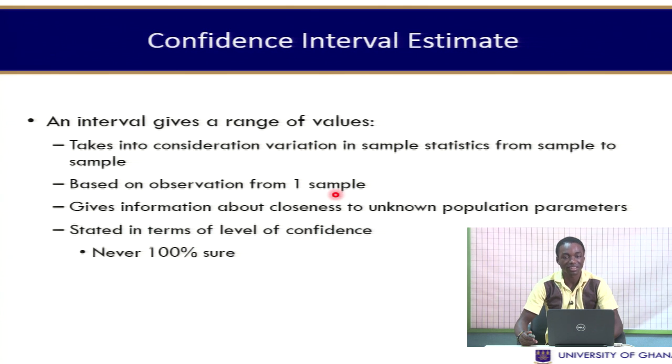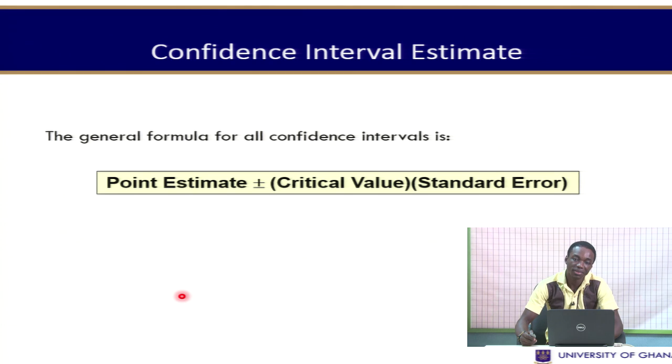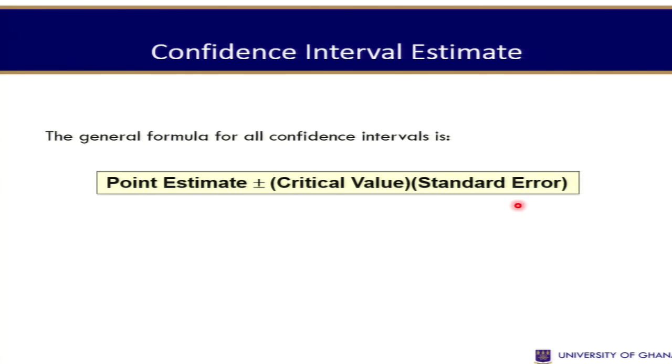And of course, we state them in terms of level of confidence, and we are never 100% confident. We can be 95% confident, we can be 98, 99, and so on, but we cannot be 100% confident. The general formula for all confidence intervals is given as the point estimate plus or minus the critical value multiplied by the standard error.